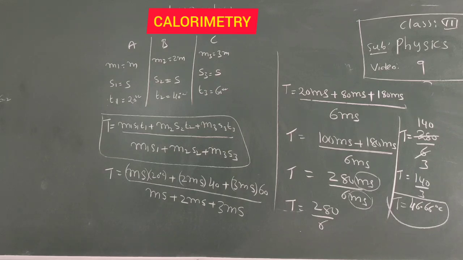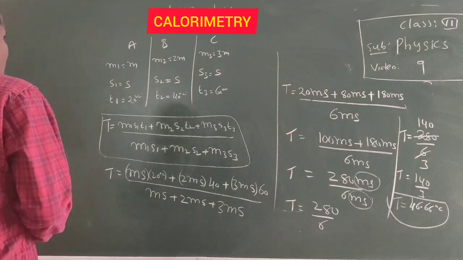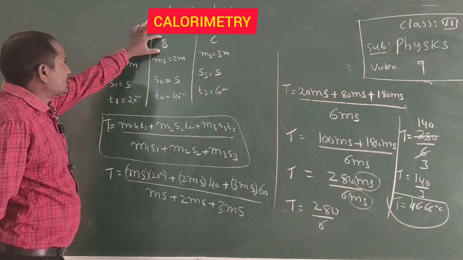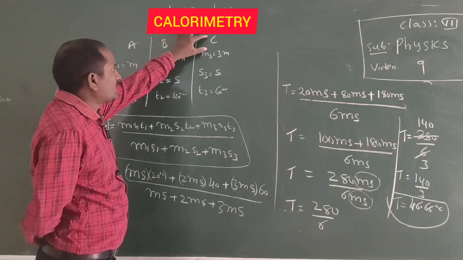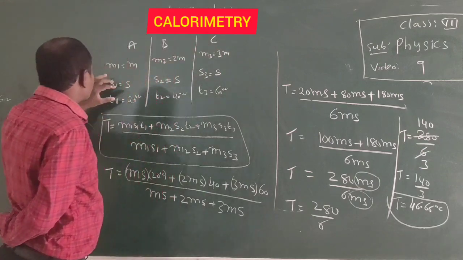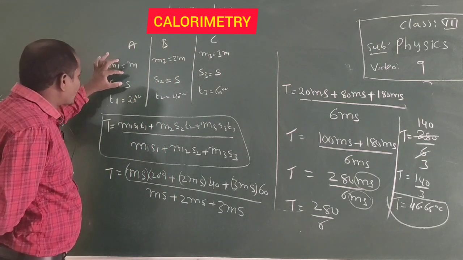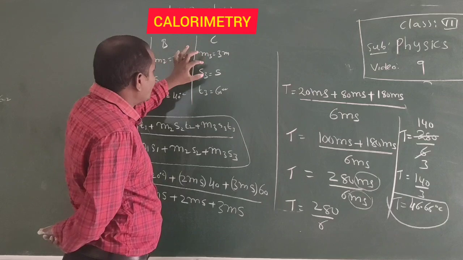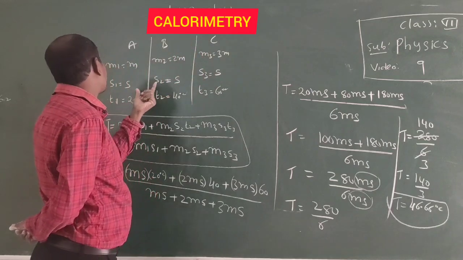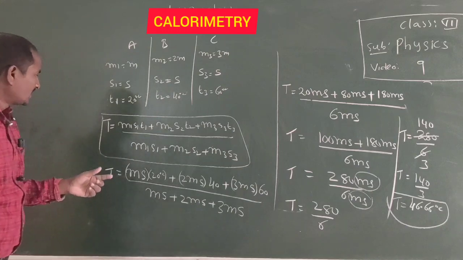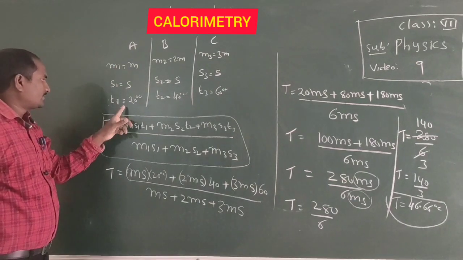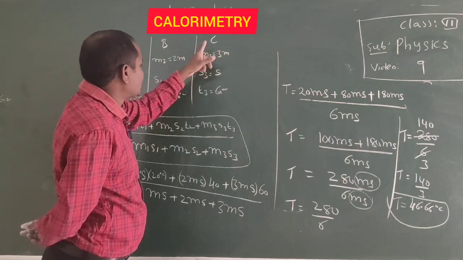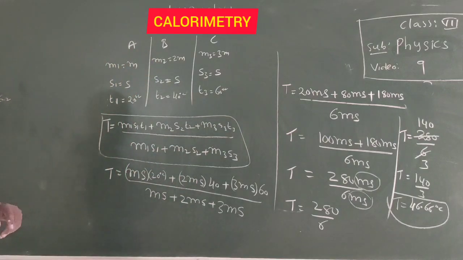Okay, listen once again. Here three liquids are given: A, B, and C. First liquid of mass M1 equal to M. Second liquid of mass M2 equal to 2M. And third liquid of mass M3 equal to 3M. Next, specific heat capacity of the A liquid equal to S. Specific heat capacity of the B liquid equal to S. And the specific heat capacity of liquid number 3 equal to S. Here specific heat capacity is equal. Then temperature of A liquid equal to 20 degrees Celsius. Temperature of B liquid equal to 40 degrees Celsius. And temperature of C liquid equal to 60 degrees Celsius.